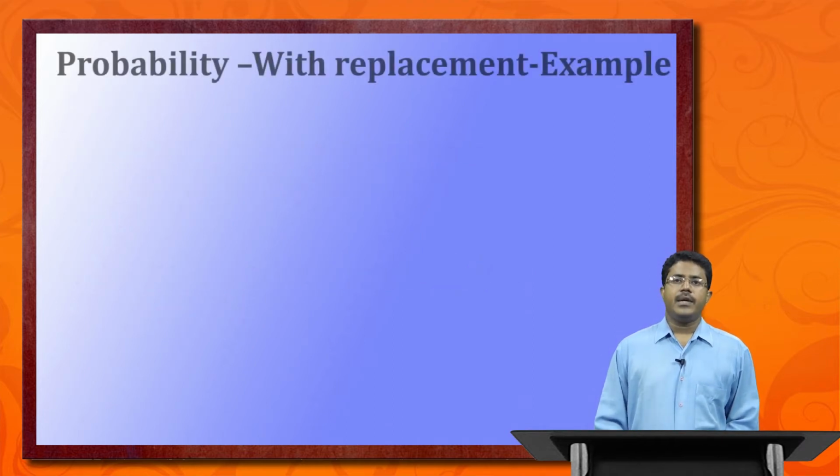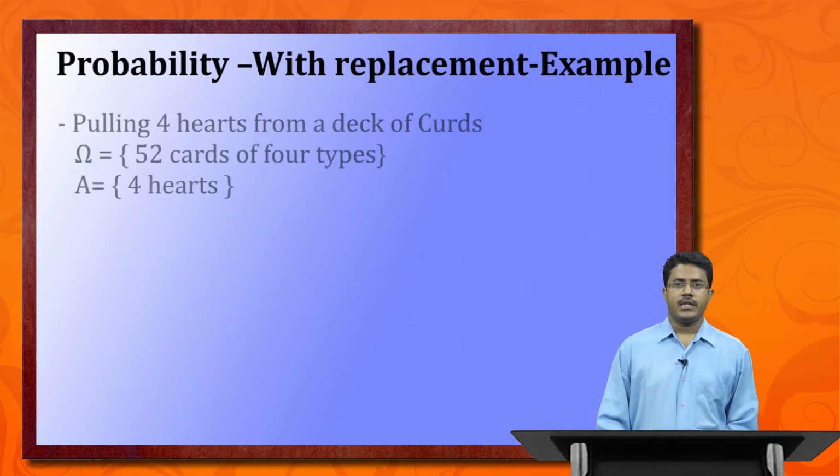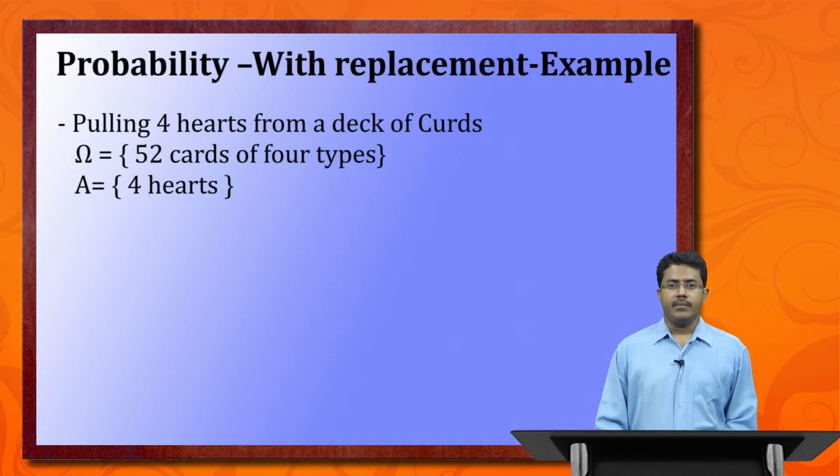We take the same example with replacement: pulling 4 hearts from a deck of cards with replacement. For the first card, we have 52 cards in the deck and 13 hearts, so the probability is 13 by 52. For the second event, it is also 13 by 52, because we replace the first card in the deck. Similarly for the third and fourth.